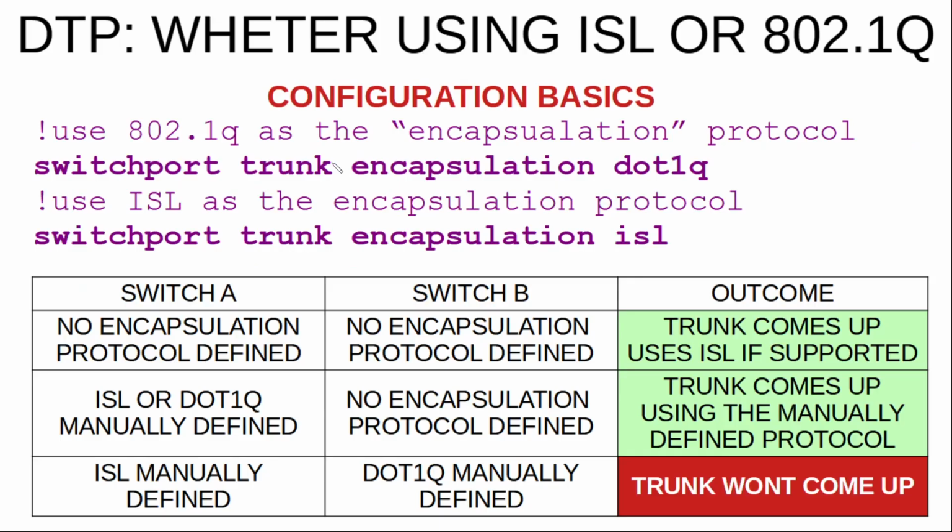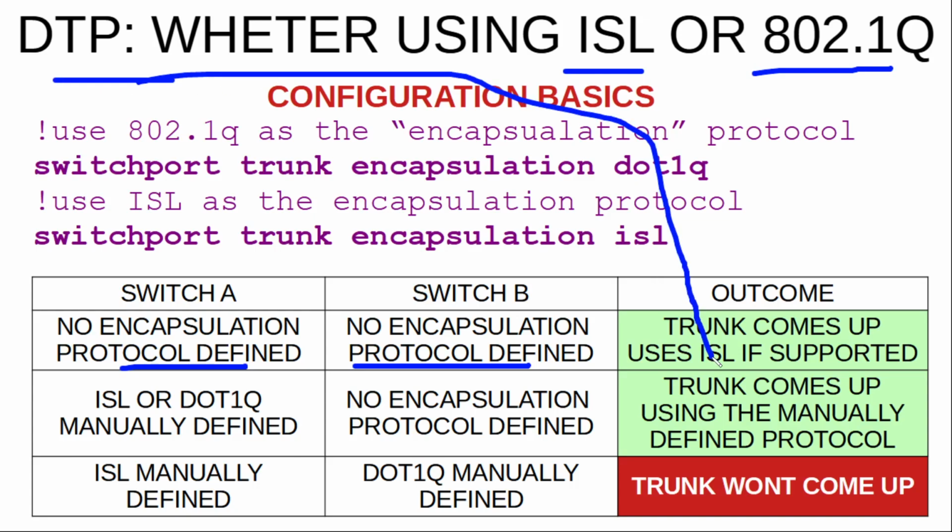Now the second function of DTP is negotiating whether to use ISL or 802.1Q. If you don't do anything, by default, if both switches support ISL and 802.1Q, DTP will try to use ISL. Why? Because it is Cisco. However, you can influence DTP in order to choose another protocol.